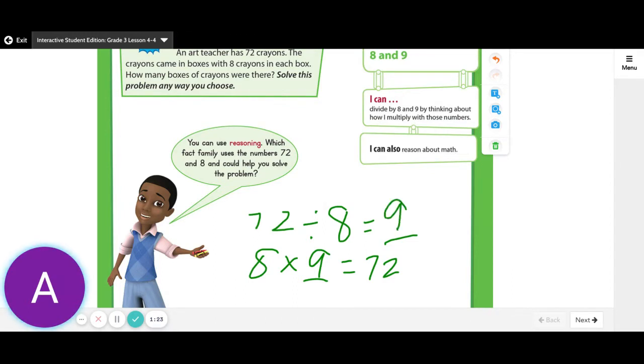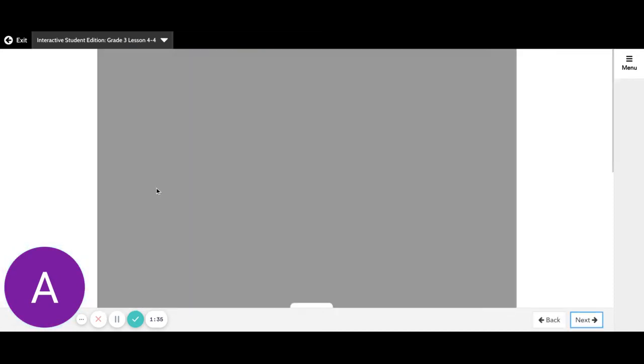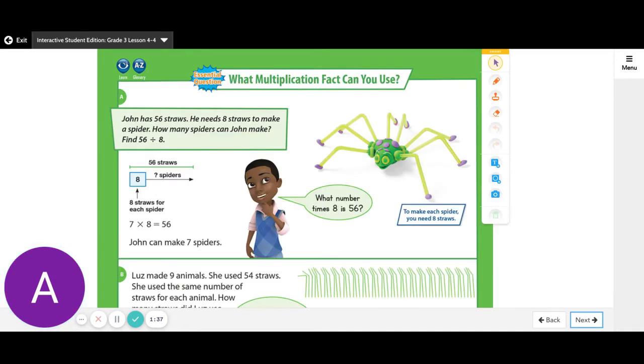And our label, if we look back, it says how many boxes of crayons were there, so our label would be boxes. 9 boxes. Let's look at our next page. Remember, this page gives us some examples.